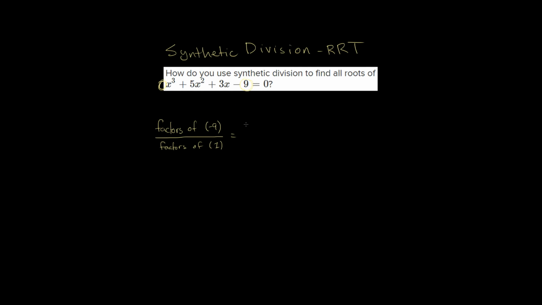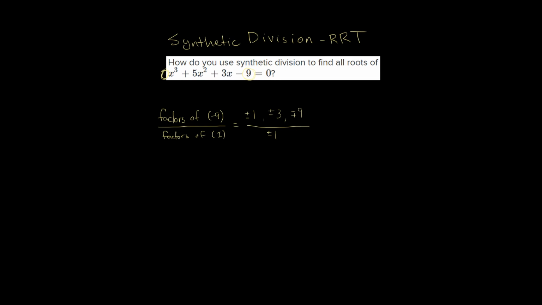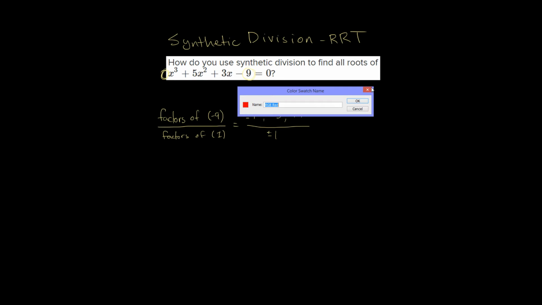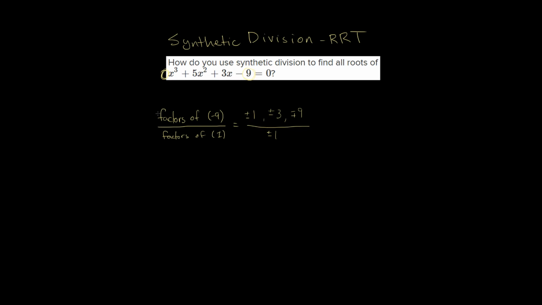So now what are some factors of negative 9? Well, we can have positive 1 and negative 9. We can have negative 1, positive 9. We can have positive and negative 3 as well. Now, for factors of 1, we can have positive 1 and positive 1, or negative 1 and negative 1. So this represents the set of all numbers that could be the roots of this equation. Now all we have to do is test them one by one to see which one actually works. So we're going to set up the synthetic division.